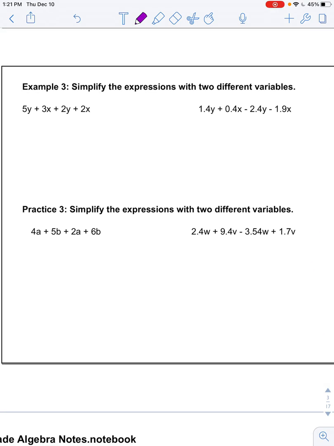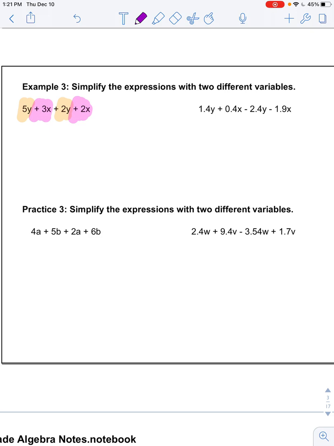All right, then we could do the same thing if there's different variables in the equation. So the important part here is identifying your like terms. So look at your first one. We have 5y plus 3x plus 2y plus 2x. So I'm going to highlight all the things that have y in one color. And then I'm going to highlight all the numbers that have x in another color. That way, that'll help me when I have to combine them, so I could combine the same colors.